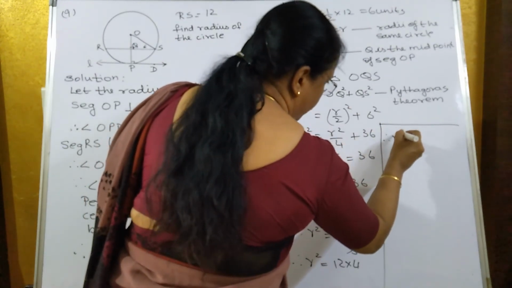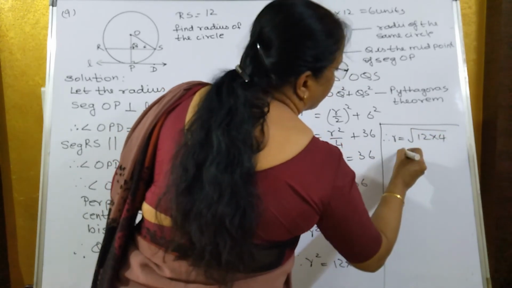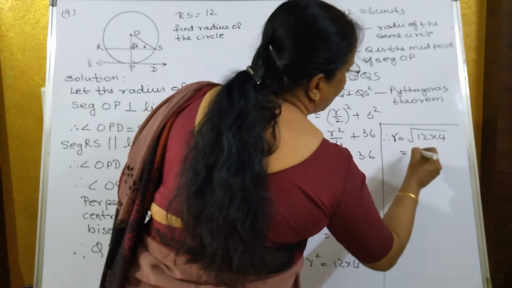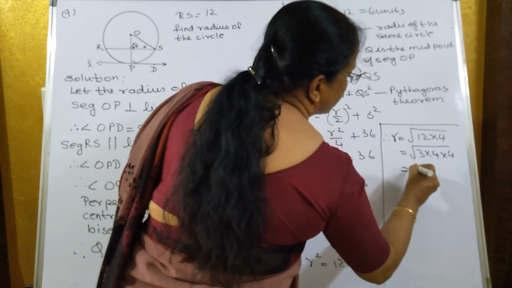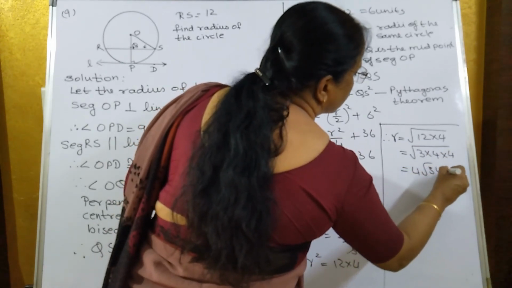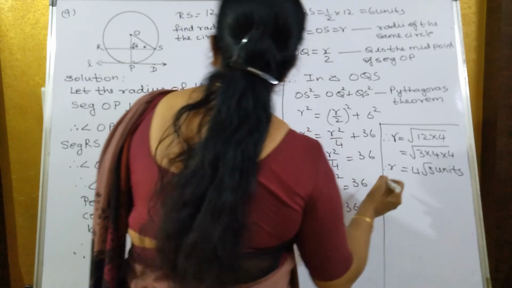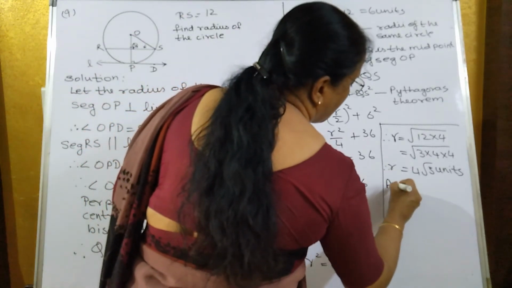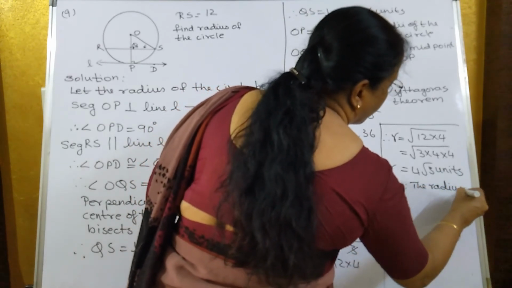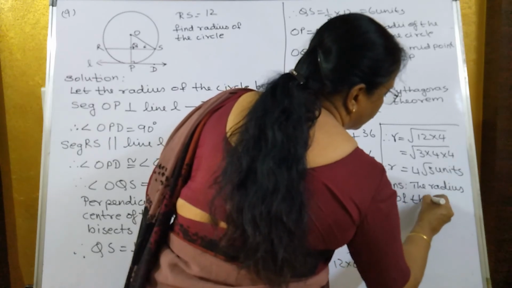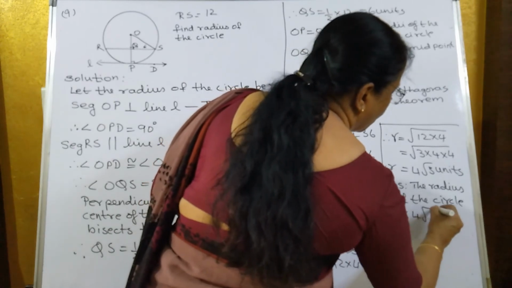Therefore, R is equal to how much? Root of 12 into 4. You can break 12 down as 3 into 4, so it is root of 3 into 4 into 4, so that's equal to 4 root 3 units. So we have got the radius is equal to how much? 4 root 3 units. So the radius of the circle is 4 root 3 units.